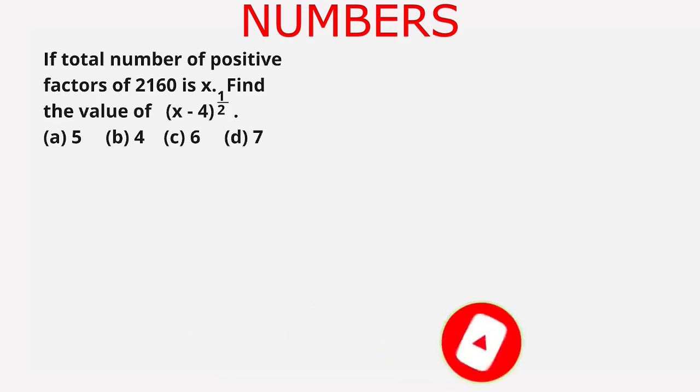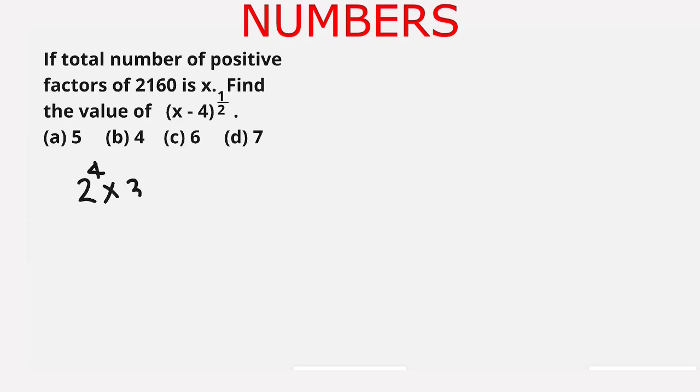We have to find the value of x, which is the total number of factors of 2160. The prime factors of 2160 are 2 to the power 4 multiplied by 3 to the power 3 multiplied by 5. We can write it as 5 to the power 1.